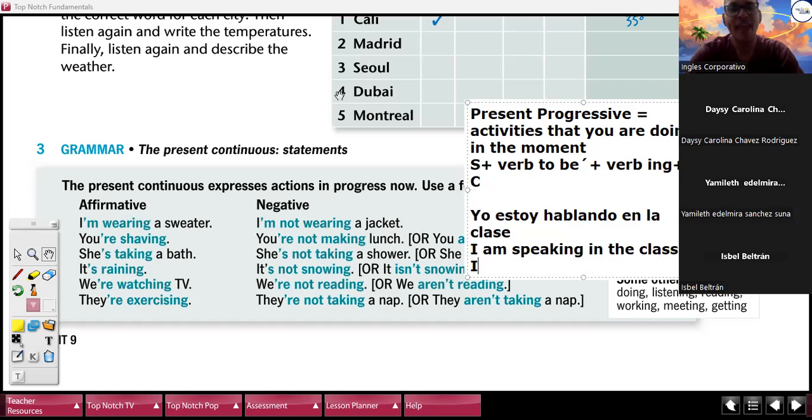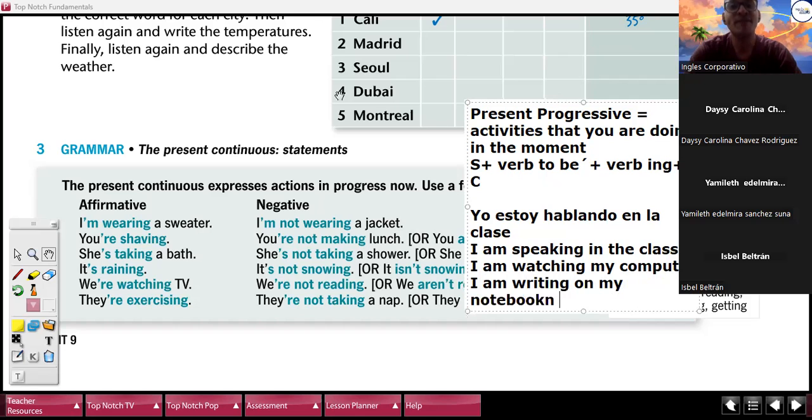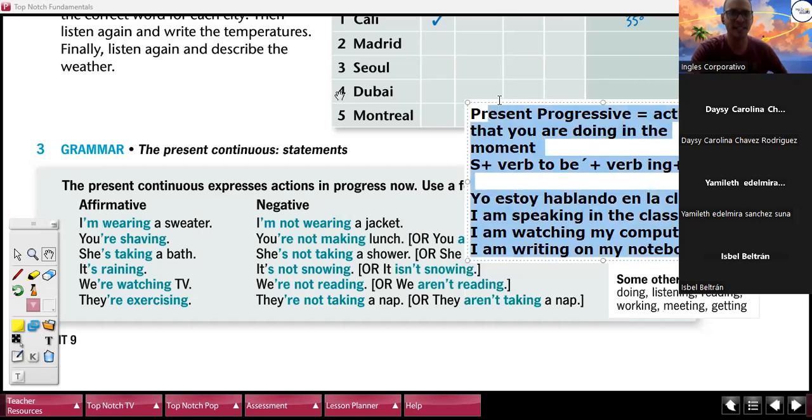Another example I will say, I am watching my computer. Another example, I am writing on my notebook. So that will be about the present progressive activities that you are doing in this moment. So activities that you are performing in this moment.